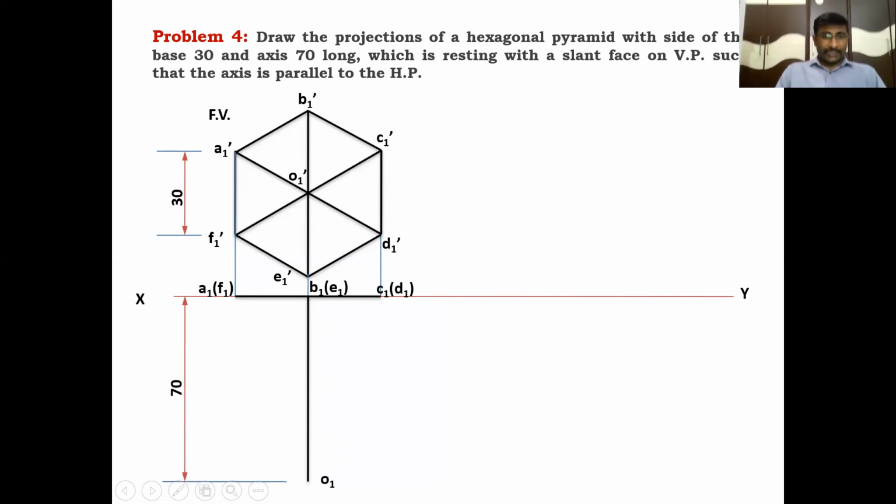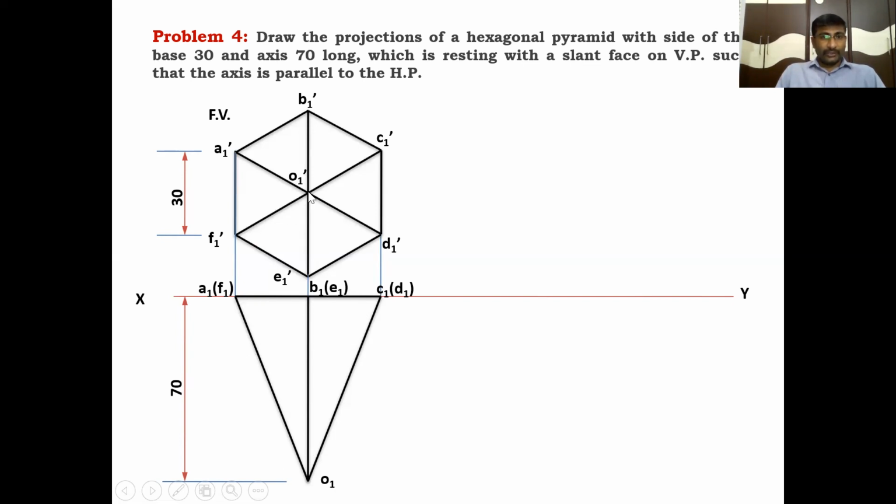Next, locate the point O1, that is the apex point, at a distance of 70 mm from the base. Clear? Then join that O1 with the outer points A1 of F1 and C1 of D1, like this with a dark pencil. We will get the pyramid in the top view. This is the hexagonal pyramid in the top view, in which these slant edges are visible. This is also a slant edge, B1 dash to O1 dash, and B1 of E1 to O1 is the slant edge. These are visible, and the remaining slant edges are invisible.